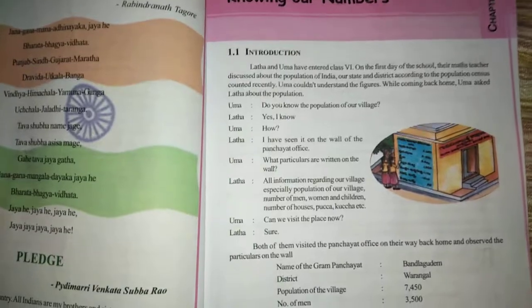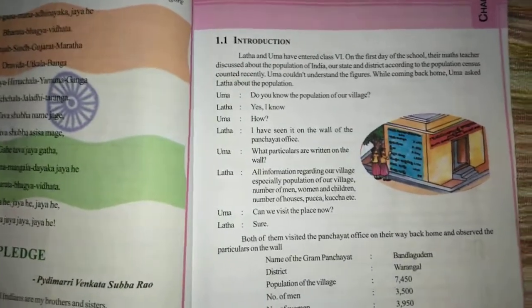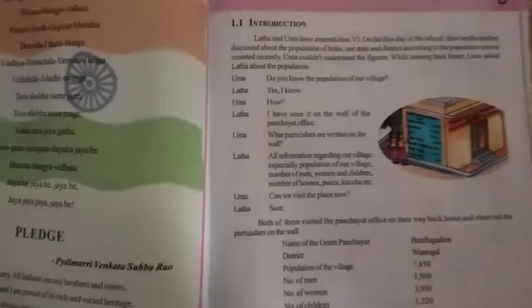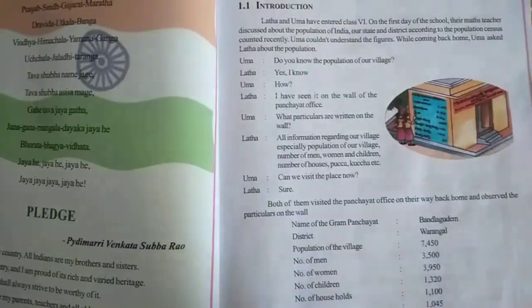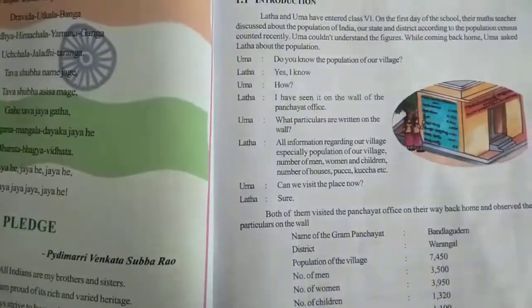Now we will see the first chapter here. This is the first chapter, Knowing Our Numbers. You are seeing that 1.1 Introduction is given for you. Here a picture is given. In this picture you are seeing the conversation between Uma and Lata. It is a panchayat, and in this panchayat you are seeing it clearly.